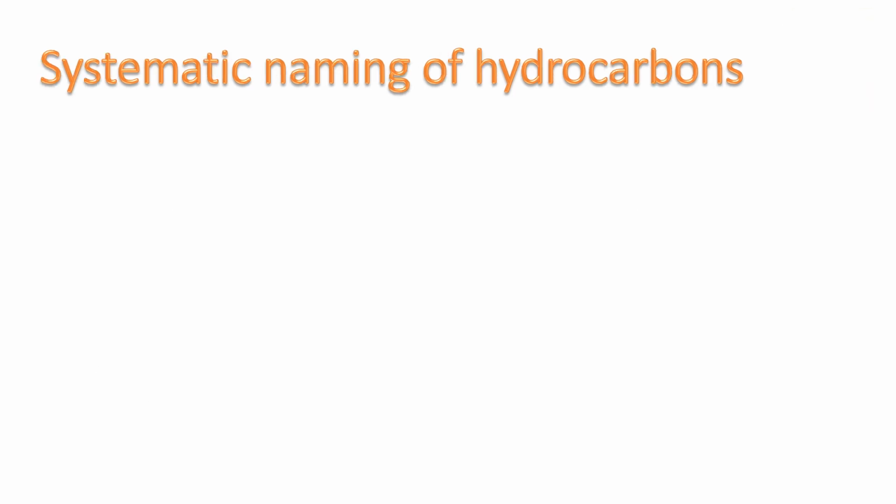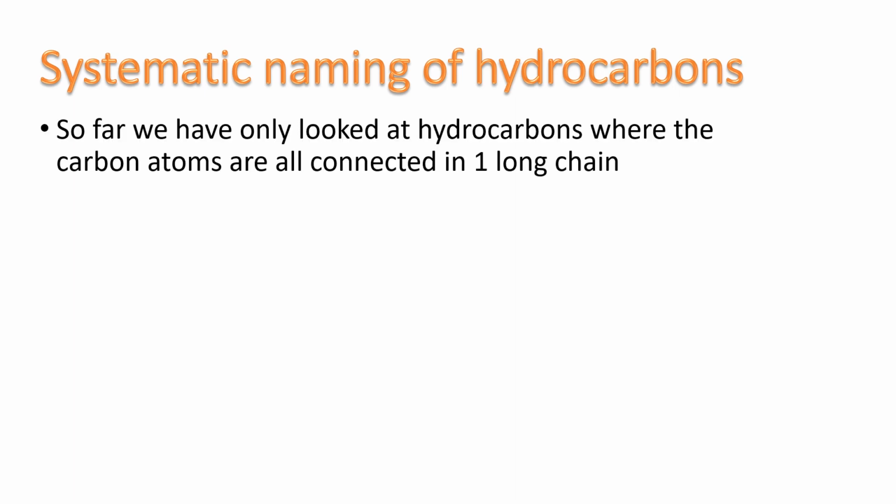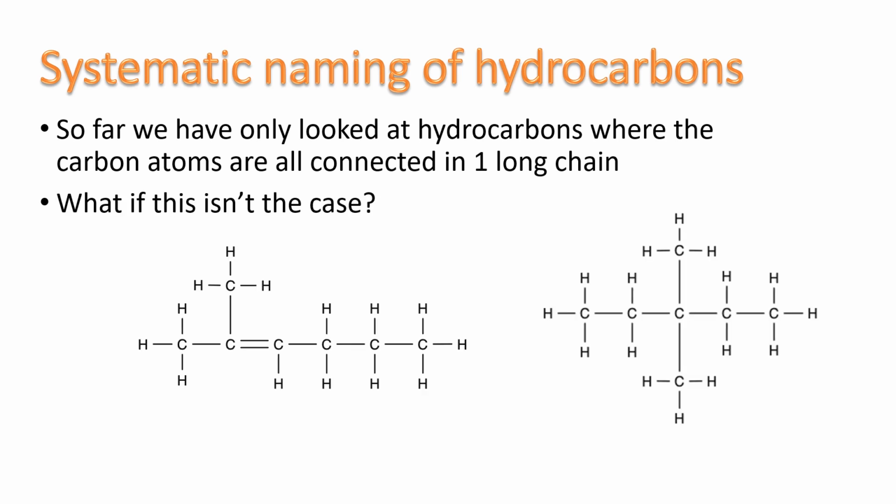So let's now have a wee think about what systematic naming of hydrocarbons is. So far we've only ever looked at hydrocarbons where all the carbon atoms are connected in one long straight chain. But what if this isn't the case? If we look here, these carbon atoms are not all connected in one long straight chain. But we still need to be able to name these hydrocarbons.